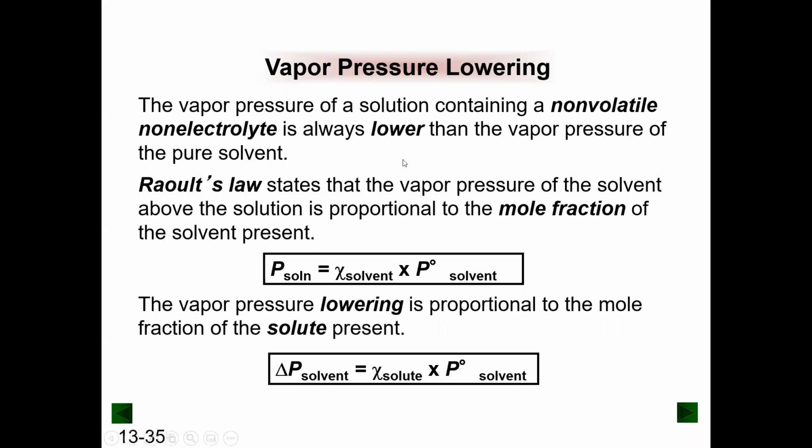Okay, so our first colligative property, vapor pressure lowering. Anytime we have a solution, the vapor pressure of that solution is always lower than the pure solvent. So if I have water and I have salt water, the salt water's vapor pressure is always going to be lower than the water. So I want you to go ahead and write that down if you need to.